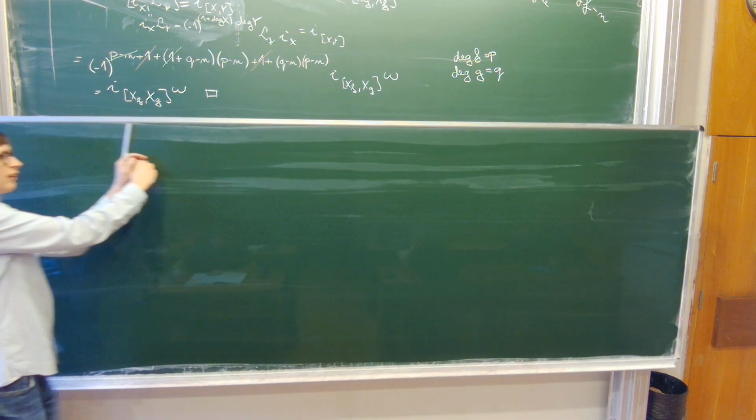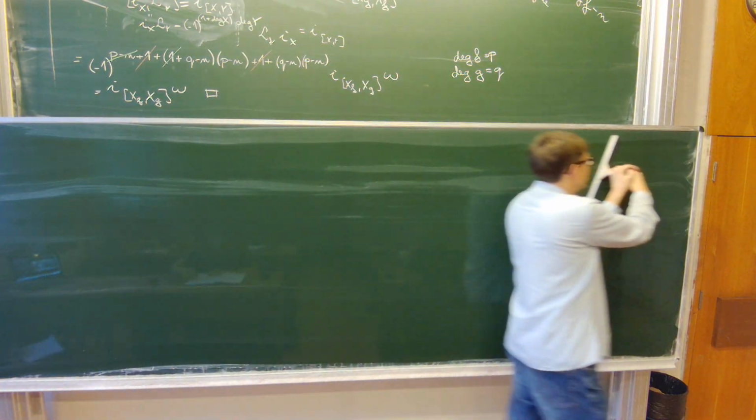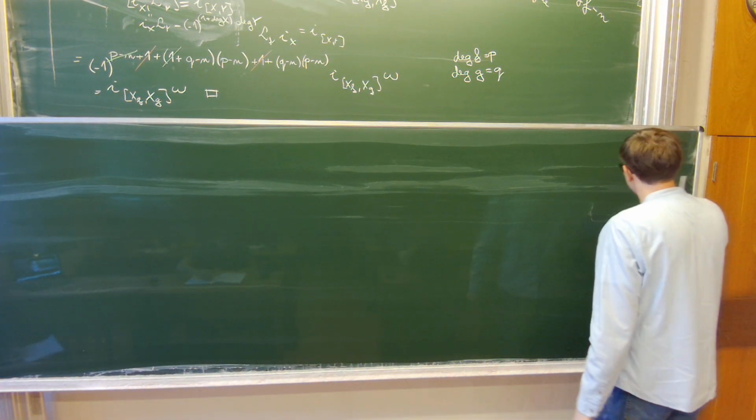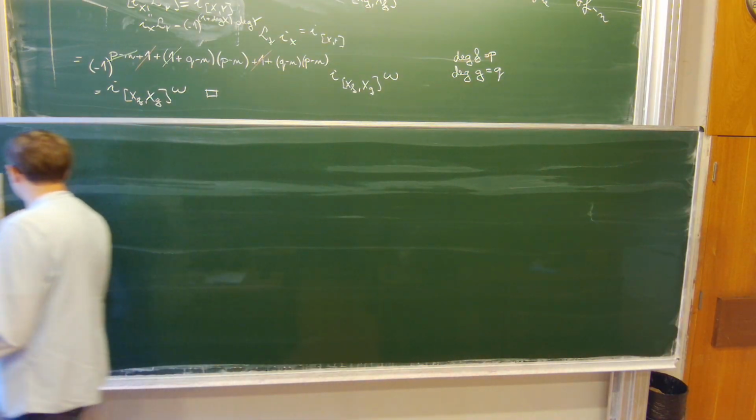So if you like signs like this, then come and work in supergravity and BV form. It's usually better than the vector.